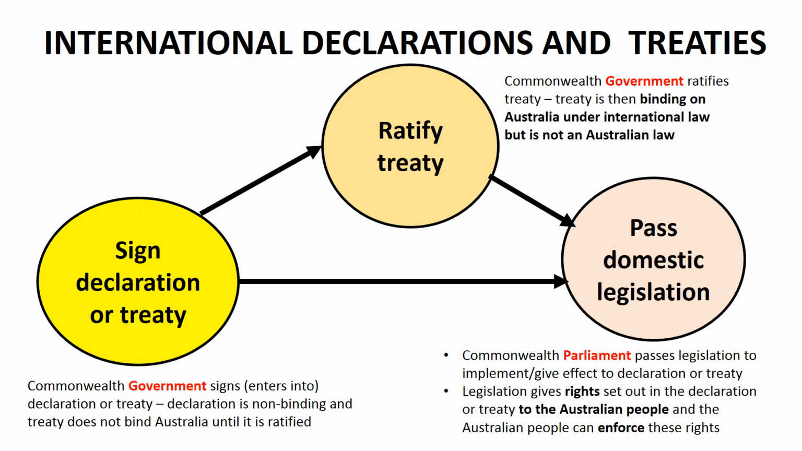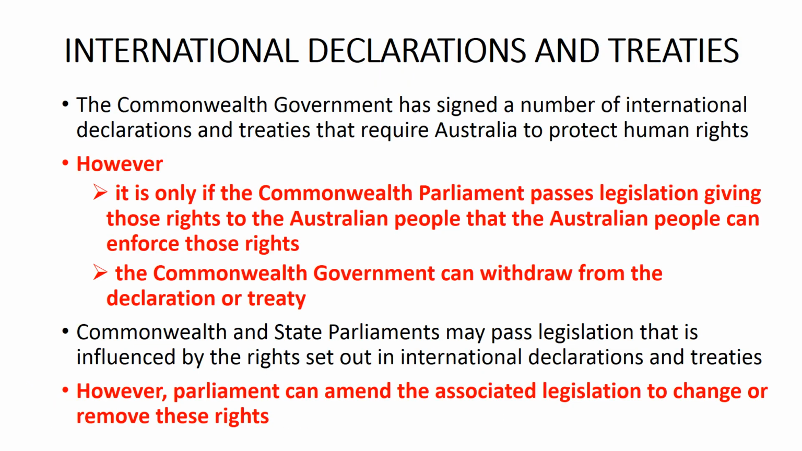Again, in the absence of this legislation, the Australian people would not have the rights that are created by the treaty. It's only because this legislation makes the rights created under the treaty part of Australian law that those rights can be enjoyed and enforced by the Australian people. The Commonwealth Government has signed a number of international declarations and treaties that require Australia to protect human rights, and we'll be looking at a few examples of these in a moment.